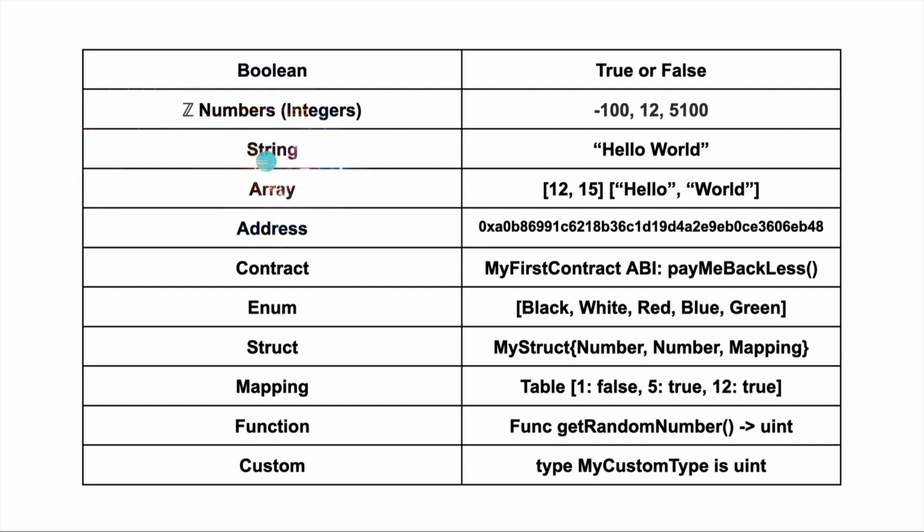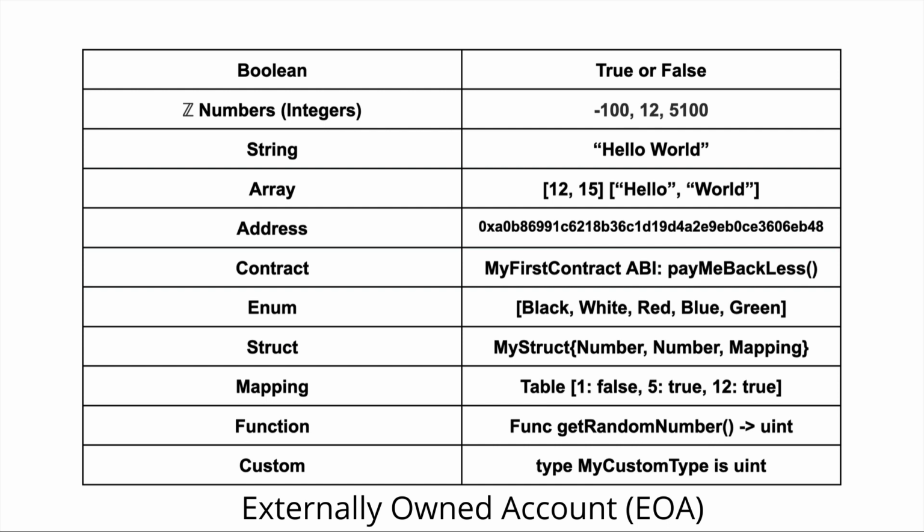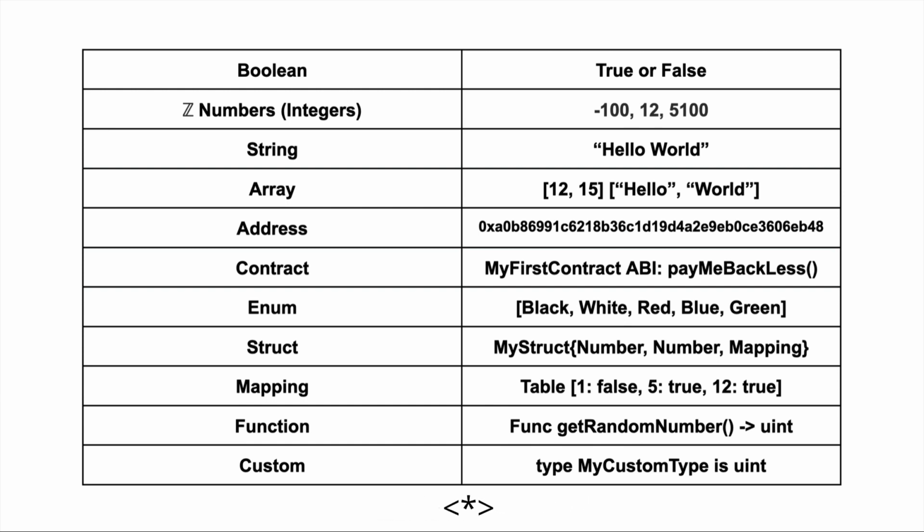Then you have the string type, so just something like hello world. And actually string is just a special version of the array type, so just a list of one type. Then you have the address type, which is a special type for our blockchain, which represents either a user address, called externally owned account, in short EOA, or a smart contract address. And then you have a contract type, which is basically an address combined with an application binary interface, so you know how to interact with that contract.